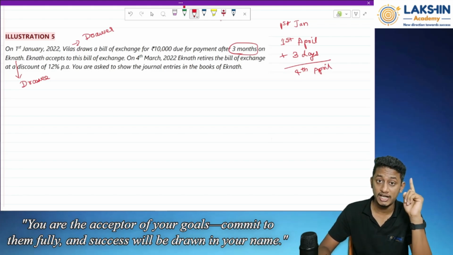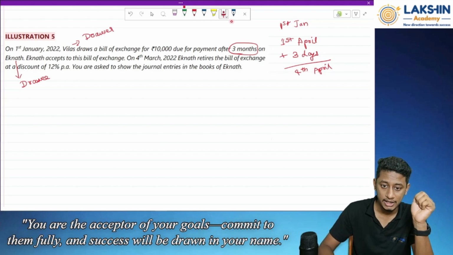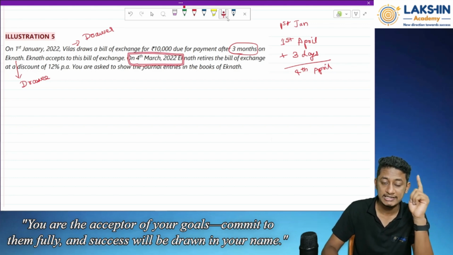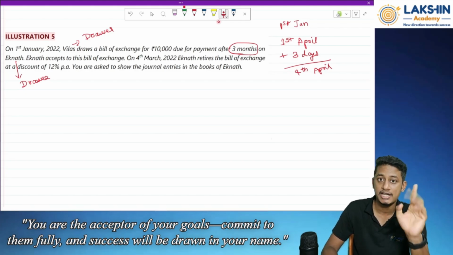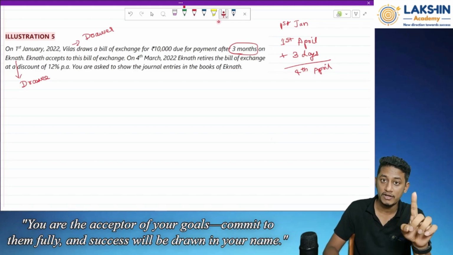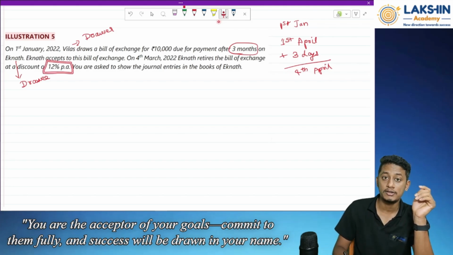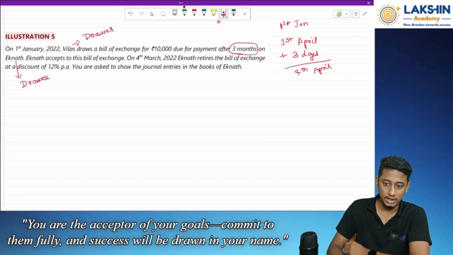Remember the case of retirement of bill, where the bill will be paid earlier than the due date. So now the bill is retired on the 4th of March. That means exactly 1 month before, he has made the payment of the bill. So for 1 month I will give him a rebate, at a discount of 12% per annum.